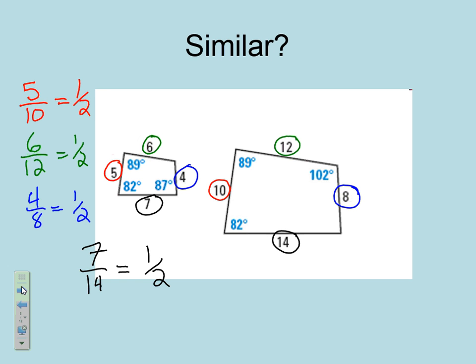Now since we just have shown that they're similar, I also want us to say what our scale factor is. Our scale factor is just our ratio that's been simplified. So our scale factor for this one is 1/2.